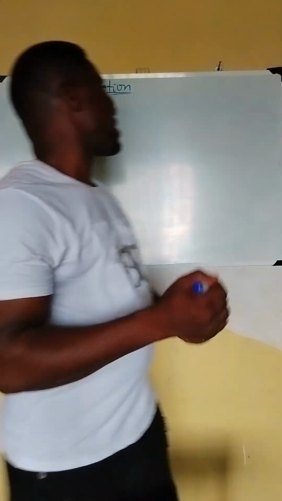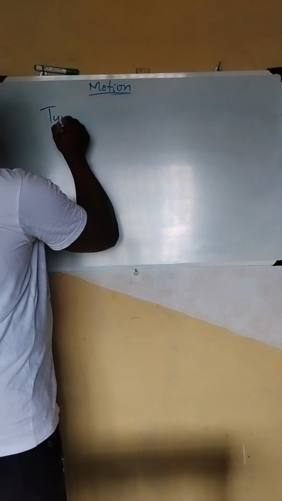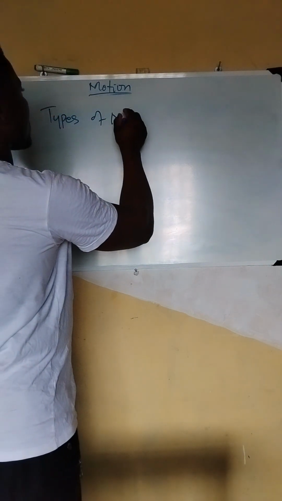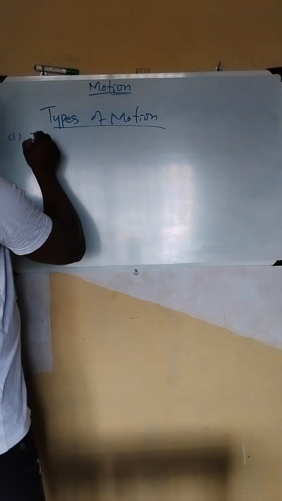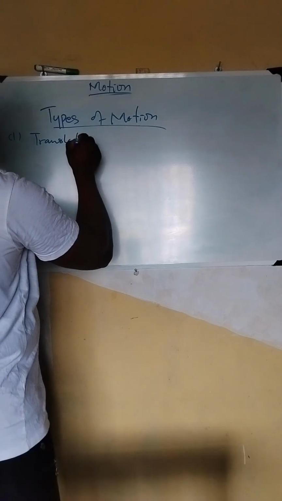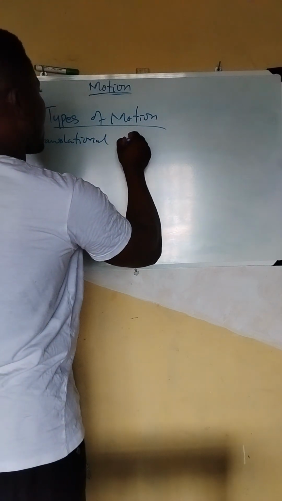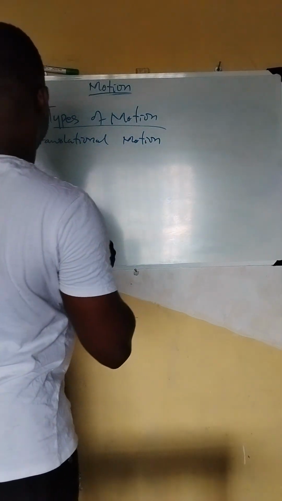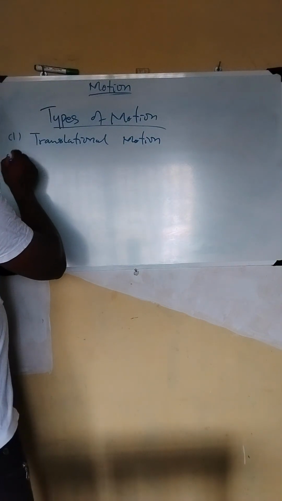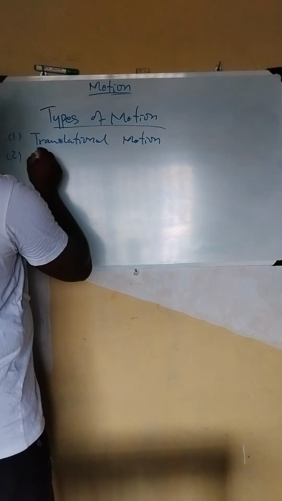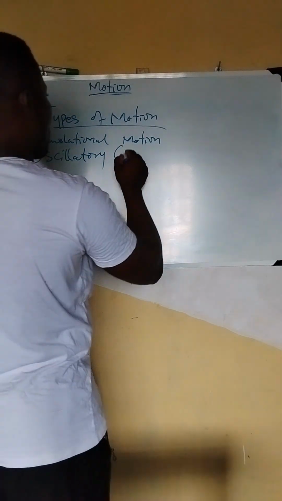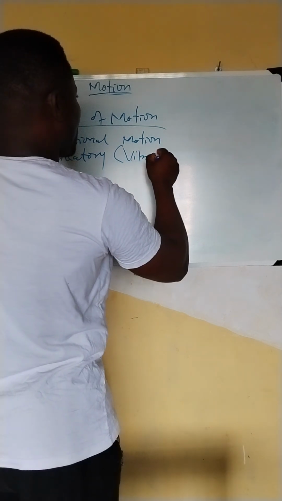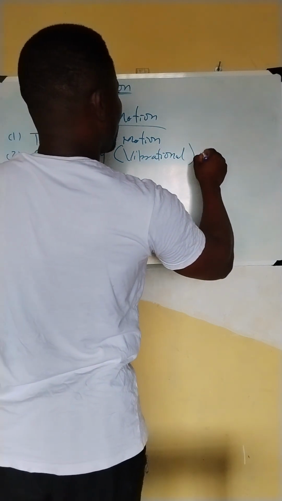So we are going to look at types of motion. We have four types of motion. The first one is known as translational motion, and the second one is oscillatory, or you call it vibrational motion.